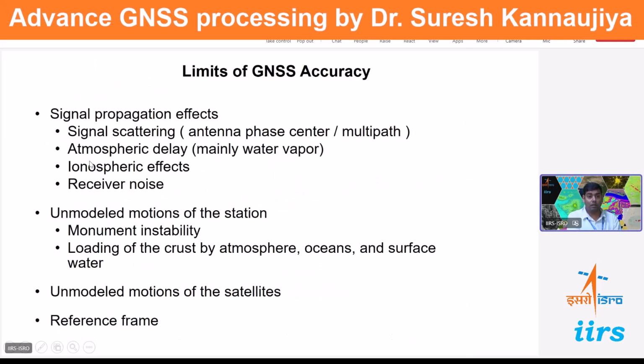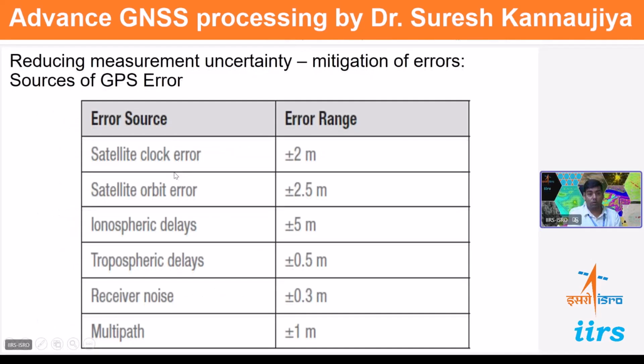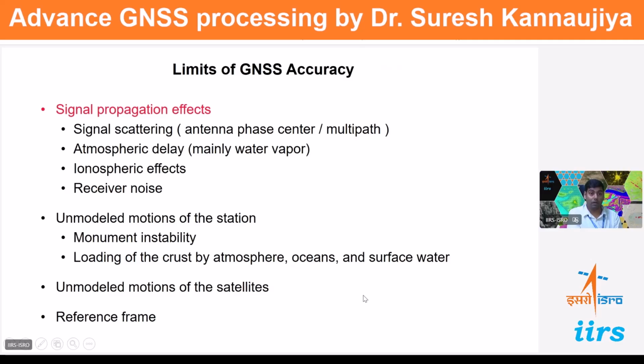These are some of the effects which limit GNSS accuracy. You can see here the different error ranges for different error sources. The maximum error is produced by ionospheric delay, but you cannot ignore the other error budgets. Once you apply all the error budgets, you can have millimeter accuracy from your data. I will very quickly describe the limits of GNSS accuracy because I'm running out of time.